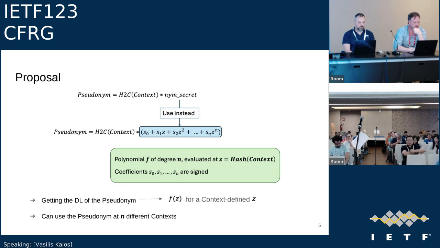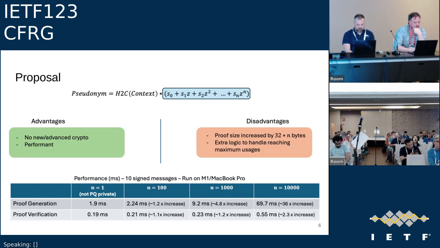This is because even if you broke discrete log on the pseudonym, you would just get an evaluation of this polynomial at some context-specific scalar. So unless you get n plus 1 of these evaluations, you will have no idea what this polynomial is. Next slide, please. So this is where we need some feedback.